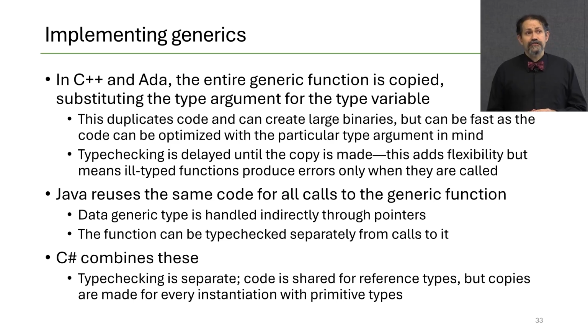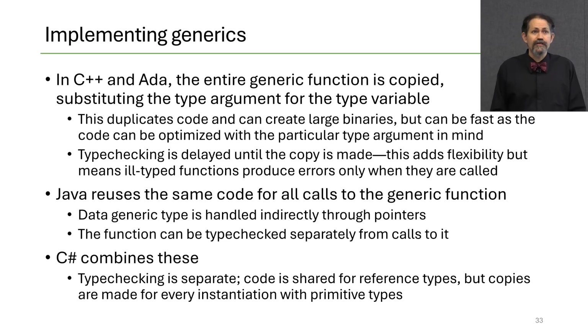Another disadvantage of this approach is that type checking gets delayed until the copy of the code has been made. This adds some flexibility, because maybe a function doesn't type check for all possible arguments, but as long as you only call it with type arguments that type check, then it will work for you. But what that means is that if there's an error in type checking your function, you'll only get that error when the function is actually instantiated with a concrete type in a call.